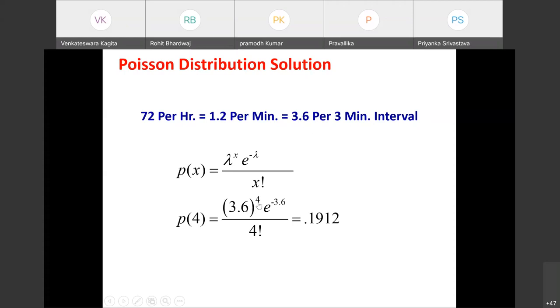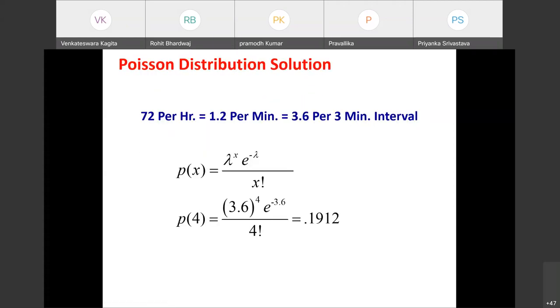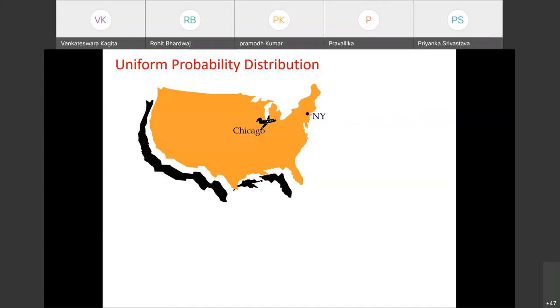3.6 power x, where x is 4, right? Times e power minus 3.6, divided by 4 factorial, which is 0.1912. So like that, you can compute the probability of events per some interval.